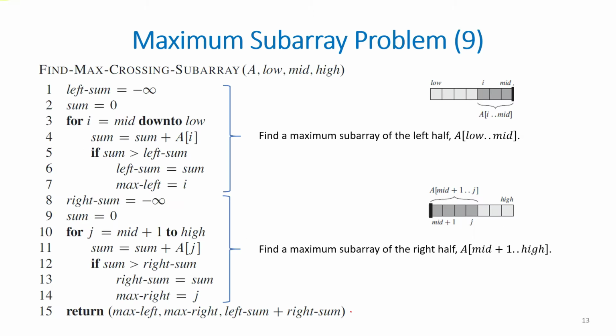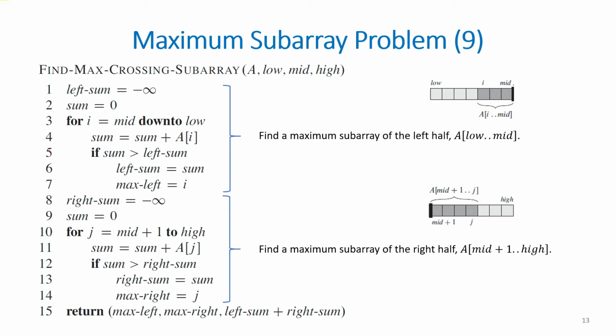Finding the maximum subarray entirely in the first half or the second half of the array A is just a simple recursive technique. We would like to focus mainly on the third case, which is finding the maximum subarray that crosses the midpoint. So we have the procedure find max crossing subarray, which takes as inputs A, the index of the first element, the index of the middle element, and the index of the last element.